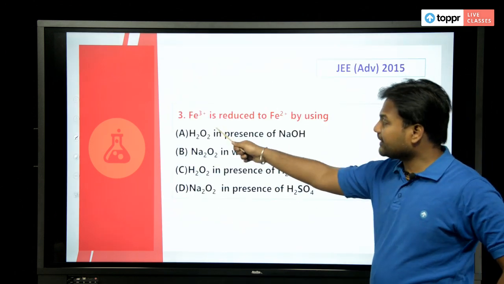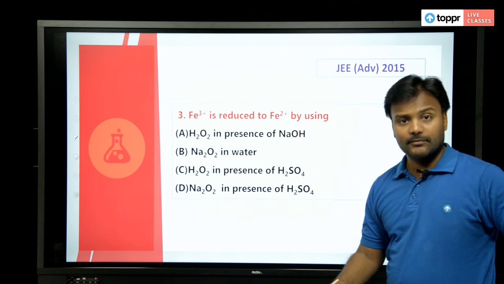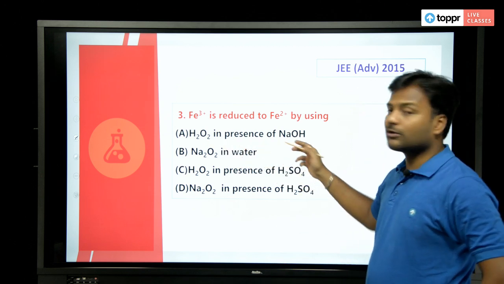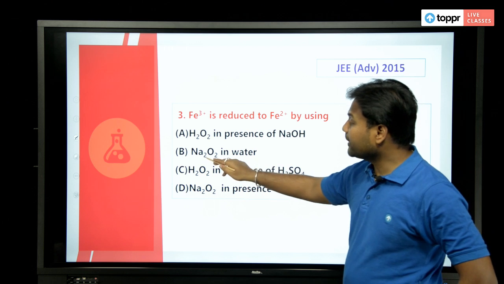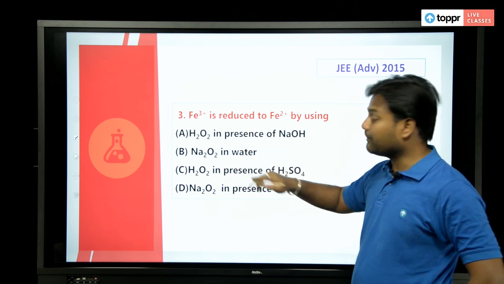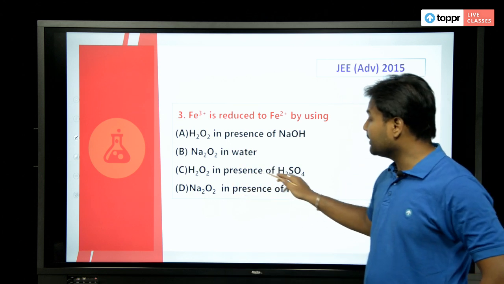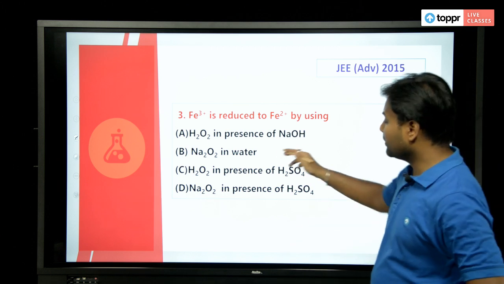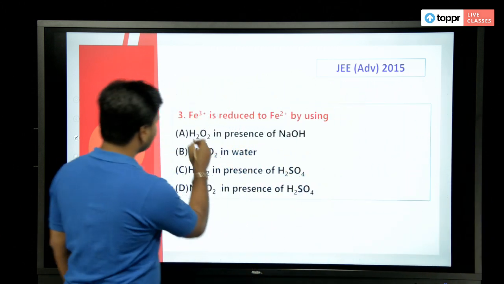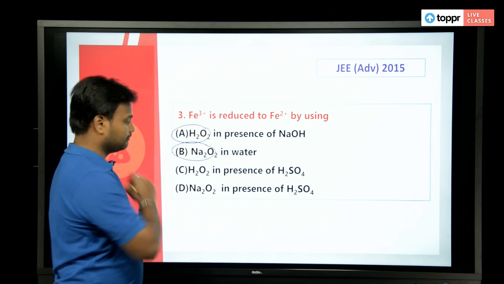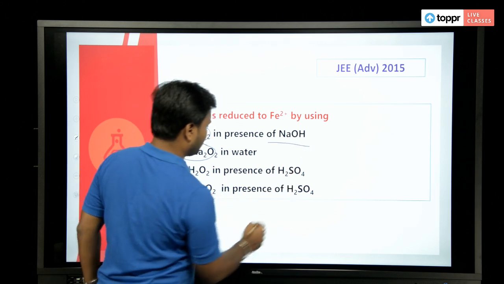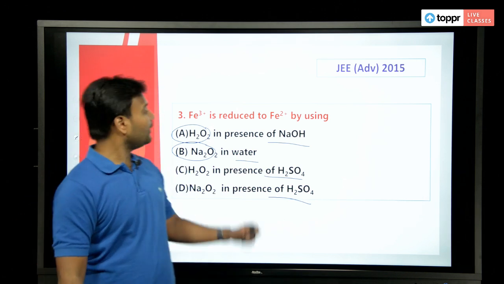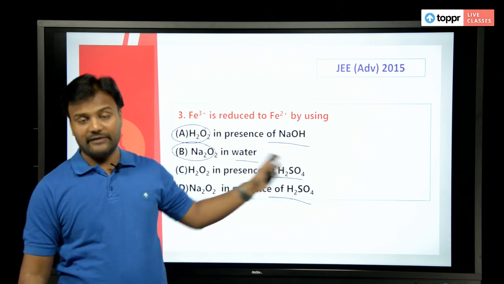Okay, Fe3+ is reduced to Fe2+ by using hydrogen peroxide in presence of sodium hydroxide. Okay, sodium peroxide in water, hydrogen peroxide in presence of sulfuric acid, and sodium peroxide in presence of sulfuric acid. So here two things, one is hydrogen peroxide and sodium peroxide in presence of sodium hydroxide. Here also you can see sulfuric acid, and this is in water. When can Fe3+ be reduced to Fe2+?